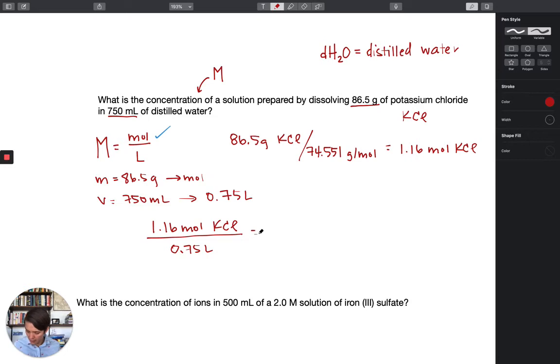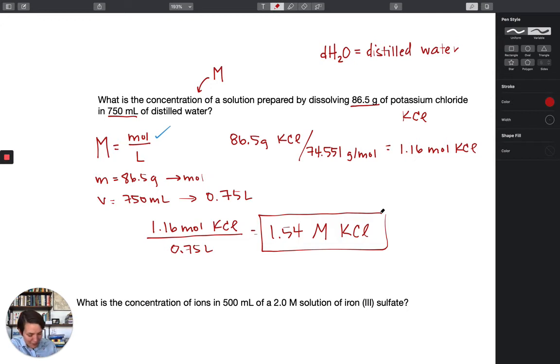Plug that into your calculator, which you should have right next to you, so you can double check my work. Let me know if I'm ever wrong, which will happen. You have 1.54 molar KCl. Okay, so it's molarity. When we say this, I would say it is 1.54 molar KCl solution. So you have moles, you have molar solution, or molar, and you have molarity.